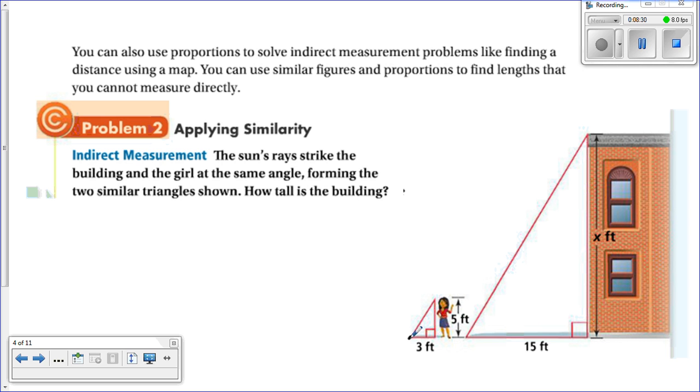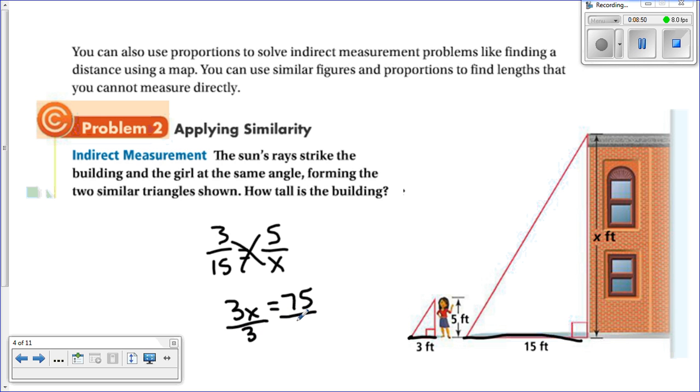So we're going to write a proportion. We have 3 compared to 15. If you remember the wording from last section, 3 is to 15 as 5 is to x. Cross multiply, we get 3x equals 75, divided by 3. And therefore the building is 25 feet tall.